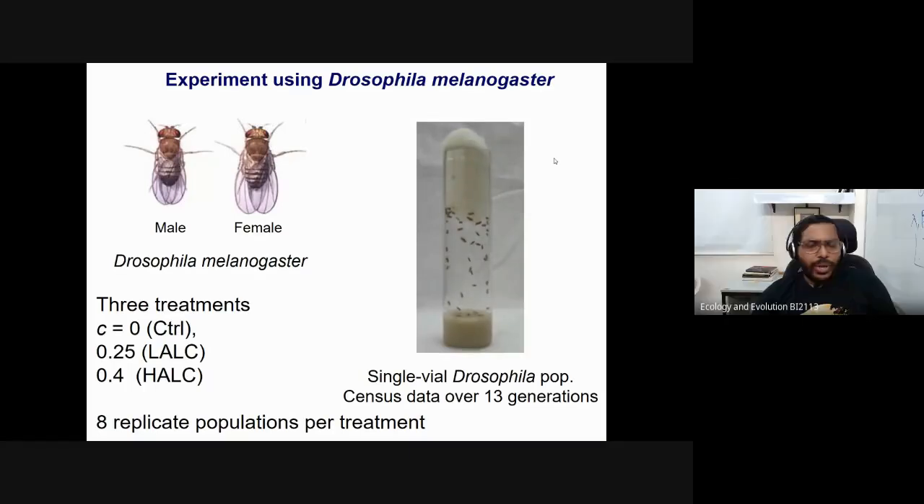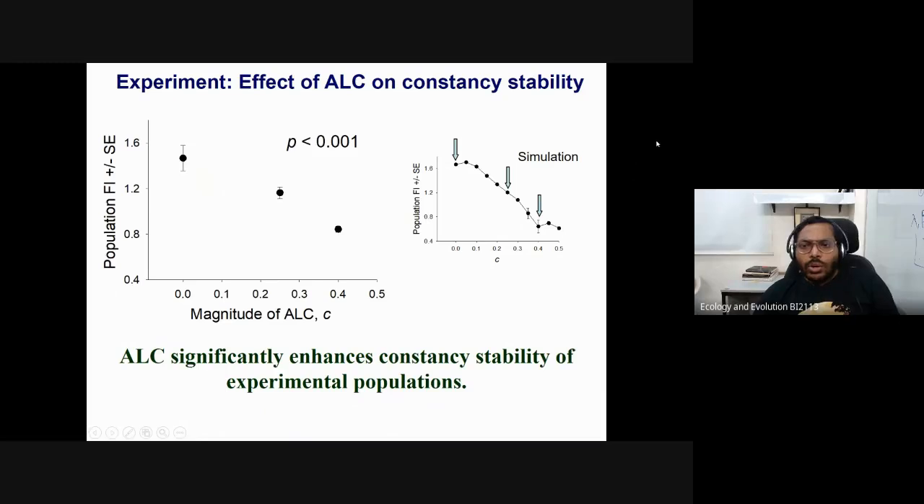Okay, thanks. So what you see over here on the right side are the simulation data. What you have here on x-axis are different values of C, that ALC proportion, and here is the population fluctuation index, the formula that I showed you guys, plus minus standard error.